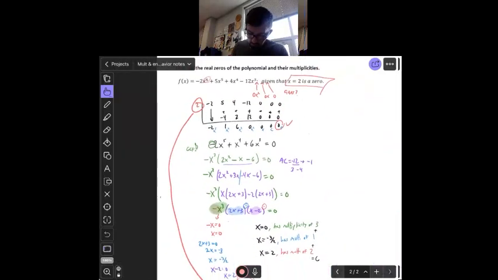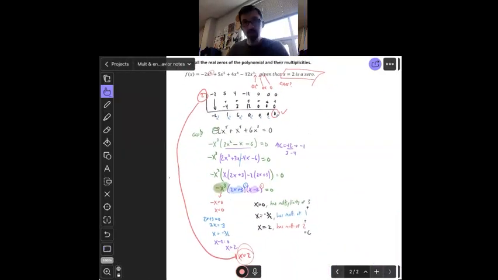So that's how we can deal with a really big problem, and try to figure out what the zeros are and what the multiplicities of the zeros are.